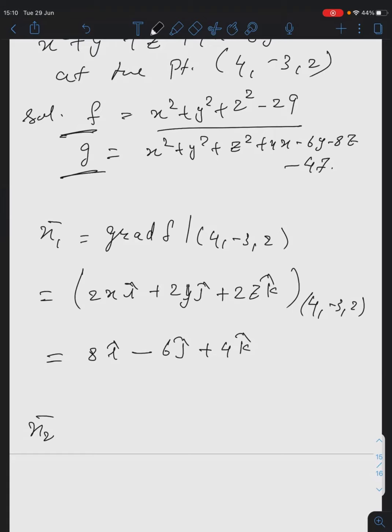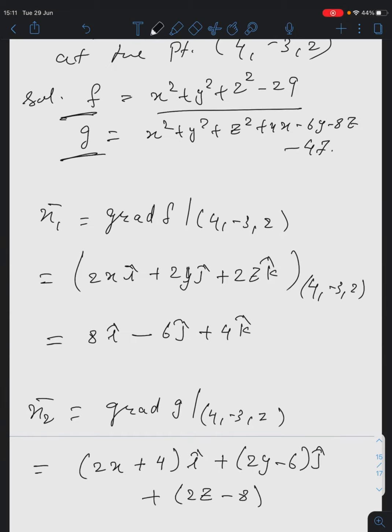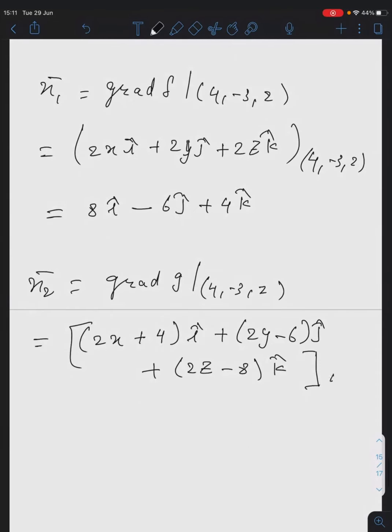Similarly, n2 bar will be equal to gradient of another function at the point (4, -3, 2). So what is the other function? This one. So you need to differentiate with respect to x, y, z partially. With respect to x will be 2x plus 4 i cap, then 2y minus 6 j cap plus 2z minus 8 k cap. Now this needs to be calculated at the point (4, -3, 2).